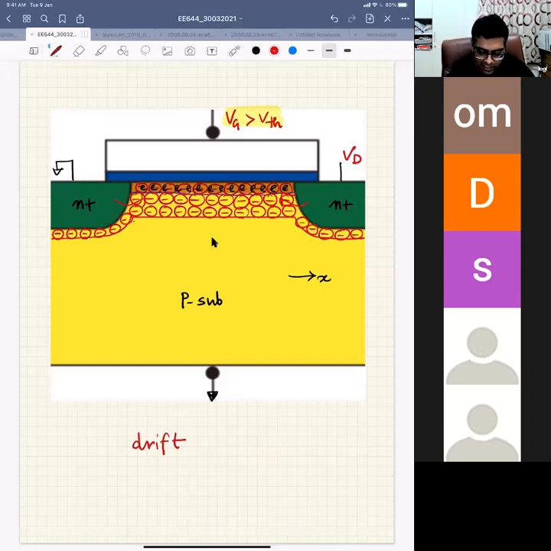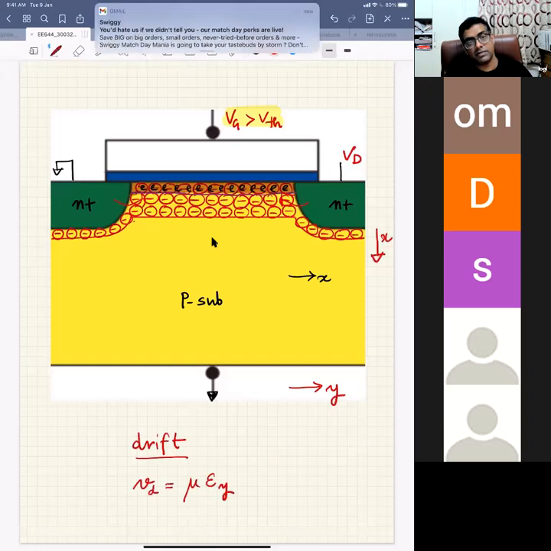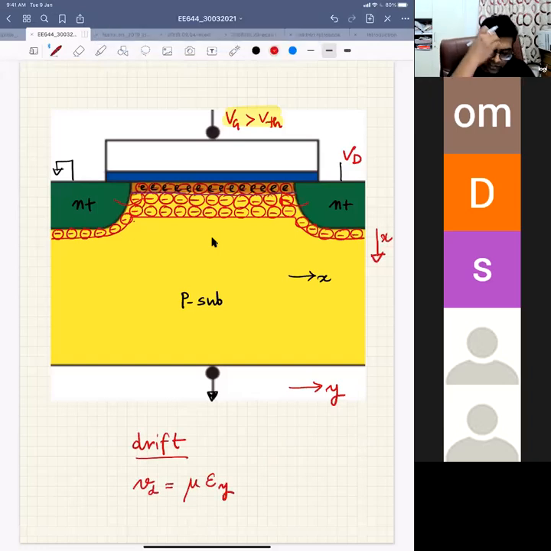So that means drift. And we know that drift means they'll move with a velocity, which is nothing but mobility times electric field. And the electric field, if we had taken the x direction as the other direction, is in the y direction here. So mu times electric field. Okay, so let's derive.